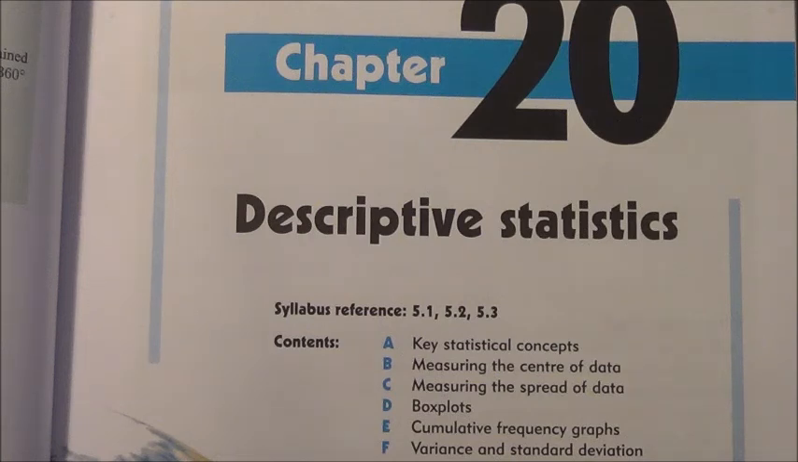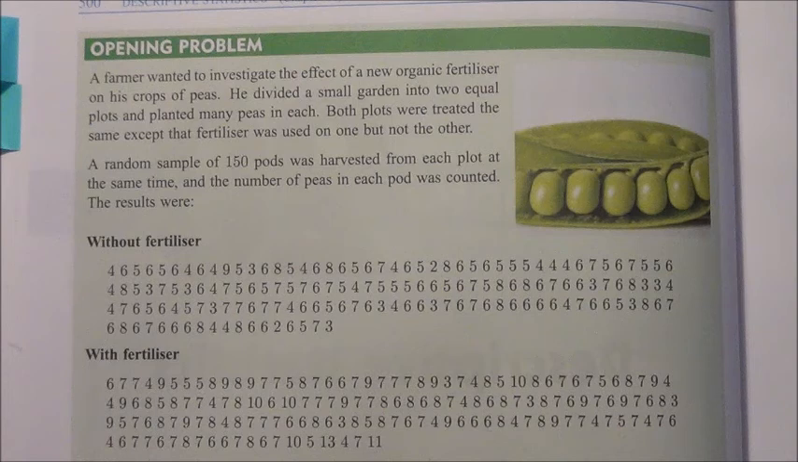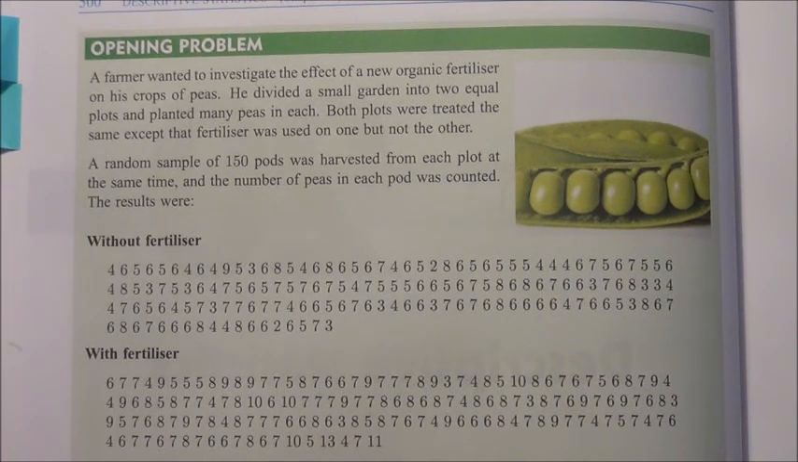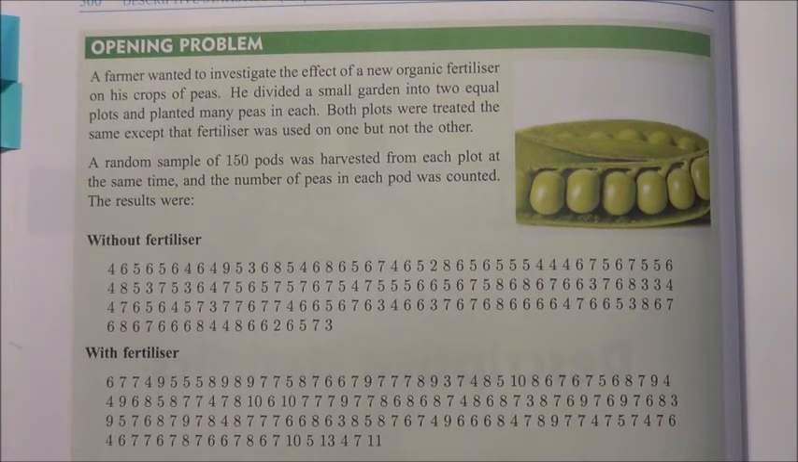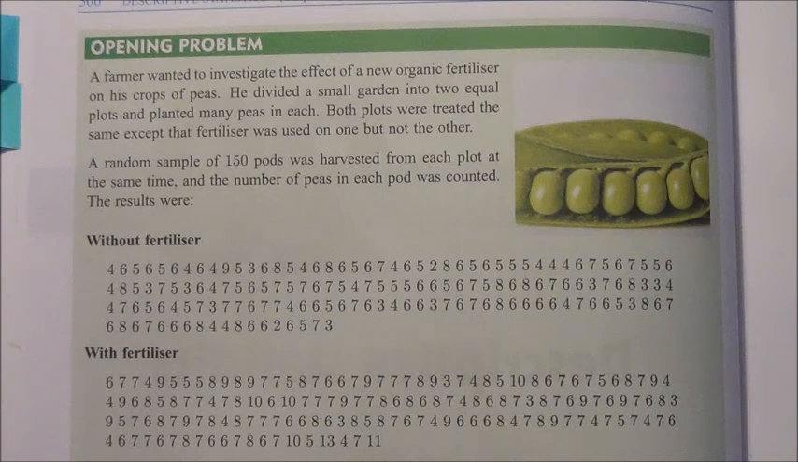So today we're going to be looking at 20A, which is the key statistical concepts. Before we get started, I'd like you to go over to page 500 and read through the opening problem regarding a farmer and his organic fertilizer for his crop of peas. And just go through that and take a look at the bottom. There are a few questions being asked, and these are the questions that by the end of this chapter you'll be able to answer.